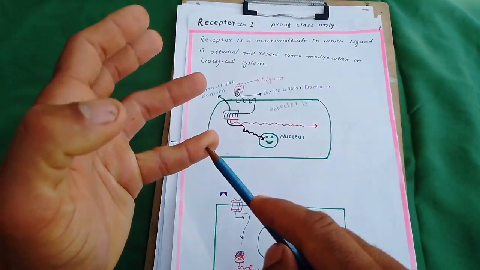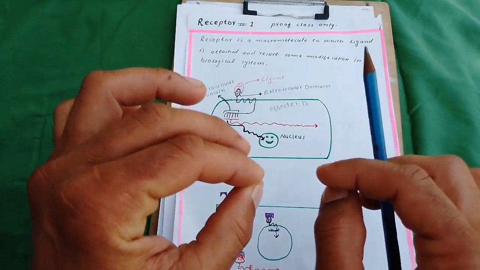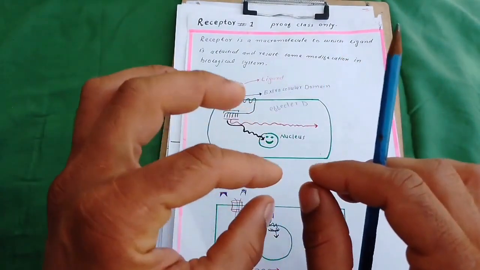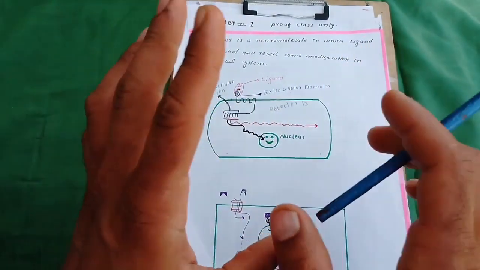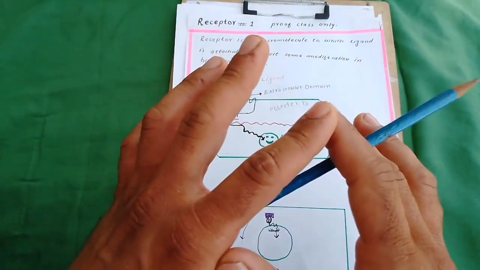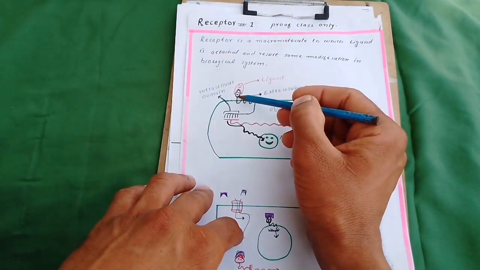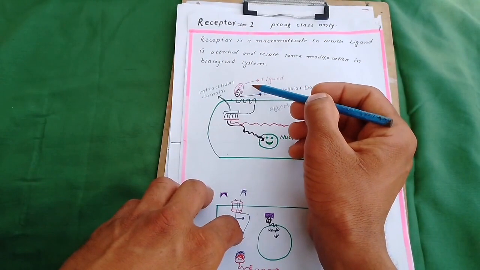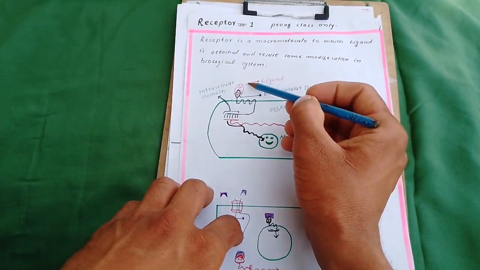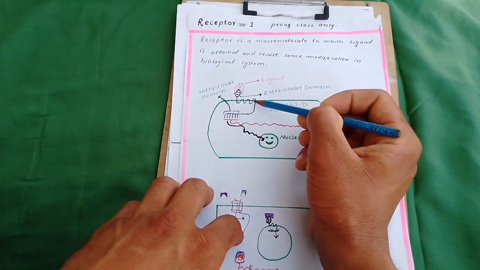There are two types of receptor. One is called extracellular receptor and one is called intracellular receptor. Extracellular receptors are those receptors which are present in the cell membrane and attach the ligand on the outside. Okay, so this is the extracellular receptor.